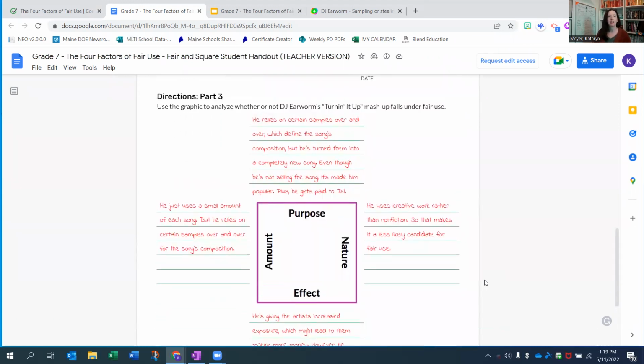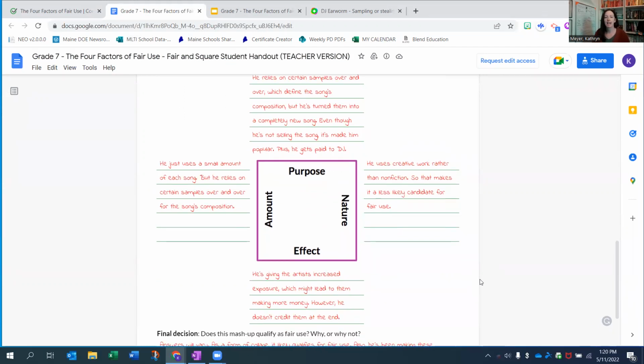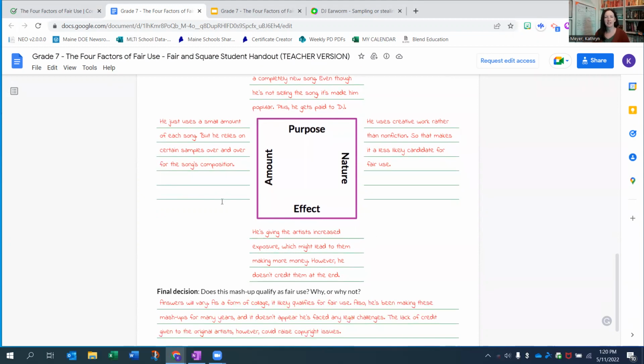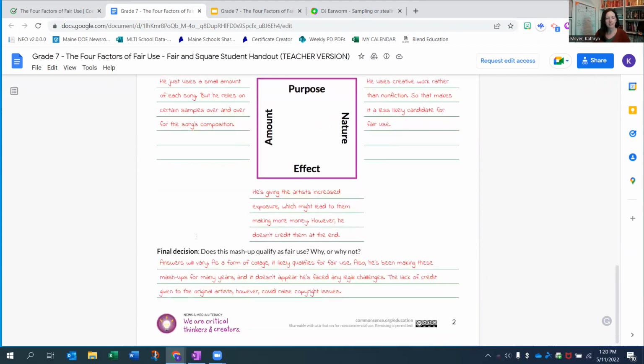So this is the handout: use the graphic to analyze whether or not DJ Earworm's Turning It Up mashup falls under fair use. And so you get the square that students were introduced to earlier in the lesson, and they are going to put in specific examples from his mashup for amount, purpose, nature, and effect. And you can see this teacher version says an answer might be, oh, he just uses a small amount of each song, but he relies on certain samples over and over for the song's composition. And so they're doing that kind of analysis around the square as they listen.